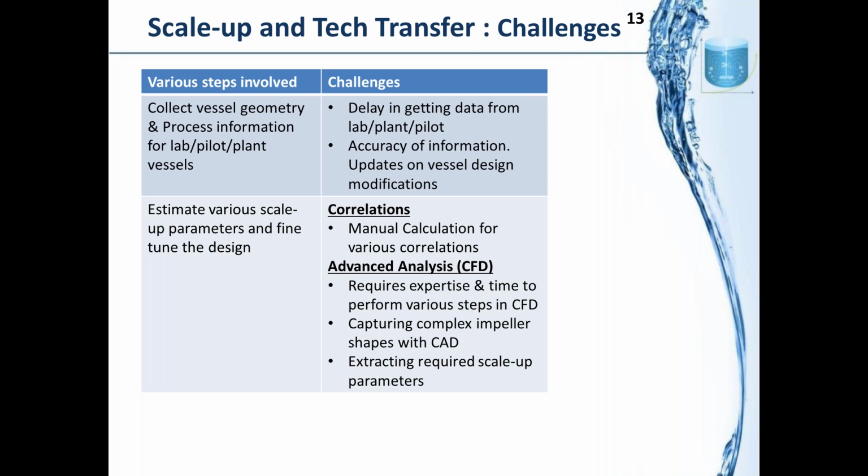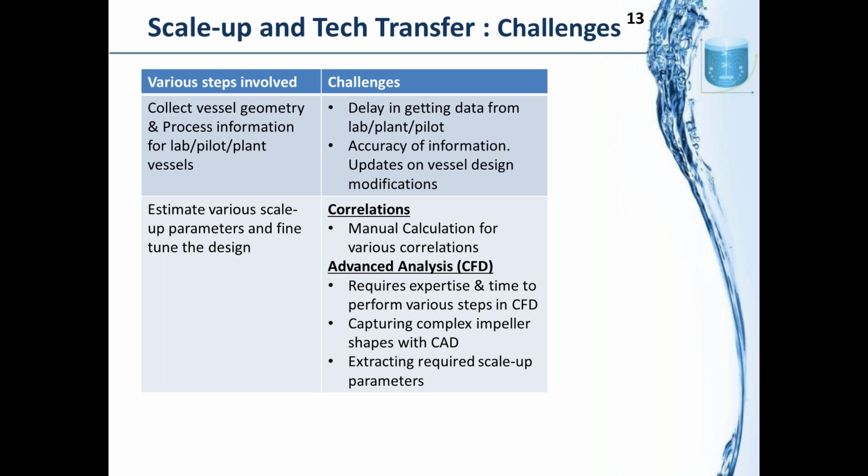When estimating the scale-up parameters and fine-tuning the designs, the typical challenge faced is that the process engineer now needs to use the correlations. So we need to do manual calculations or automate, or codify, these correlations in Excel sheets to make sure that we can use them repetitively. So the process engineer needs to look for all these correlations in the literature and then codify them in the Excel sheet and then use them. So that is one challenge a typical process engineer faces when using correlations.